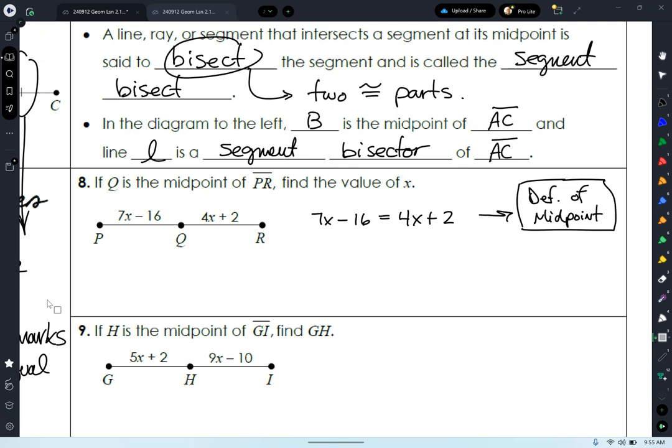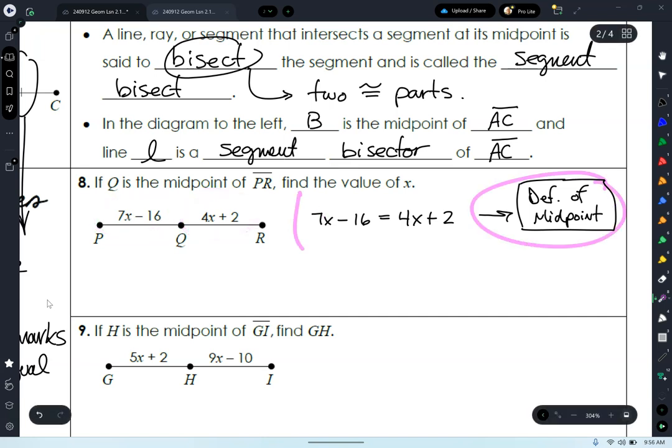Are you ready? Here's your setup right here. Did you set that up correctly? Now notice this tool has you set up the problem differently than the last tool, right? You're not adding anything here. It's not like you're saying PQ plus QR. Here we're saying PQ is the same thing as QR. So this tool requires us to set up the problem a little bit differently.